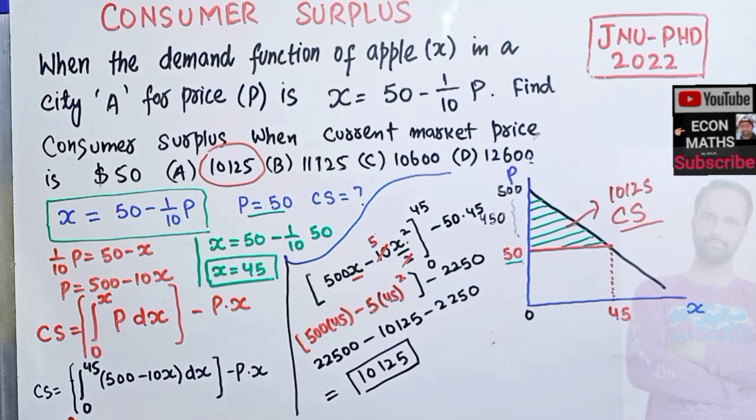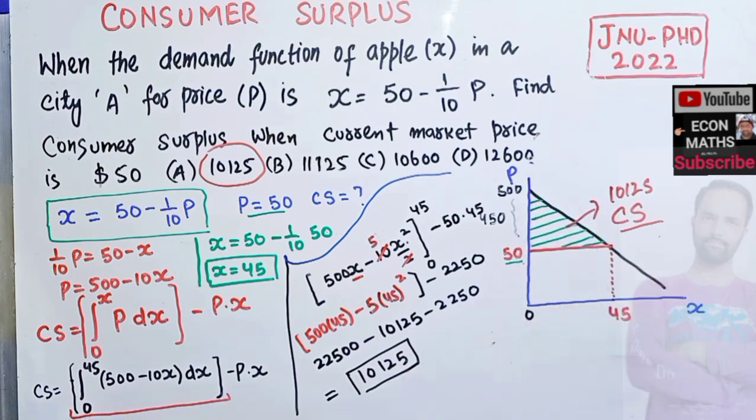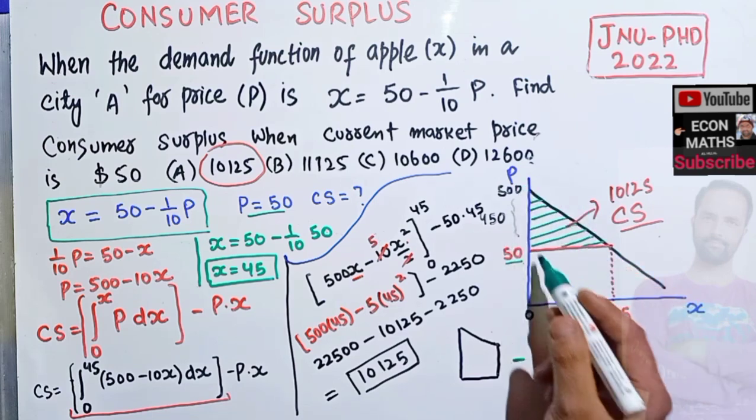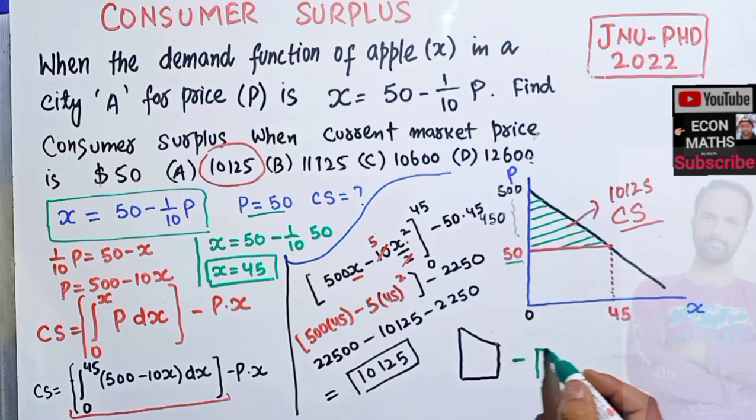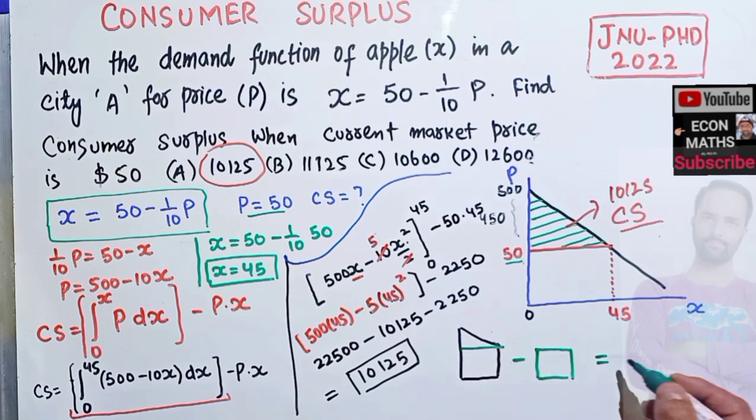Now this thing denotes the area of this whole quadrilateral. Let's explain it here a little bit. So let us say we have this quadrilateral, the area of this whole quadrilateral. From that we subtract this total expenditure. Let us say it is like this, and when we subtract, we get the upper triangle as the consumer surplus.